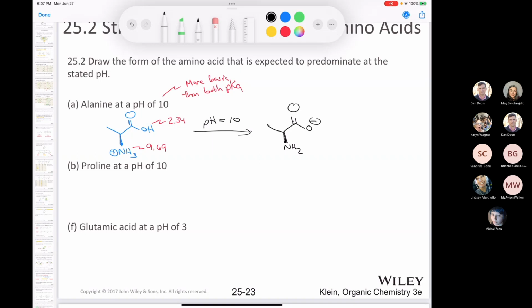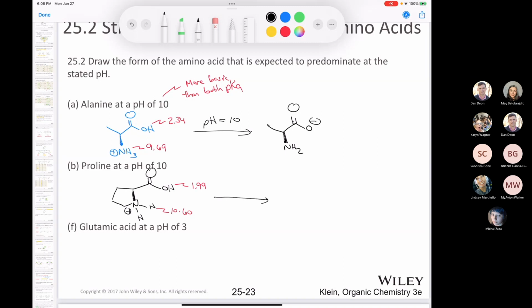Same rationale. So I'm going to draw the whole proline molecule. Just bear with me here. Like this. So I'll do something like that. And I'll draw the protonated form of it. Remember that proline is a secondary amine. It's the only one. The pKa of the protonated amine is 10.60. And the protonated form of the carboxylic acid is 1.99.